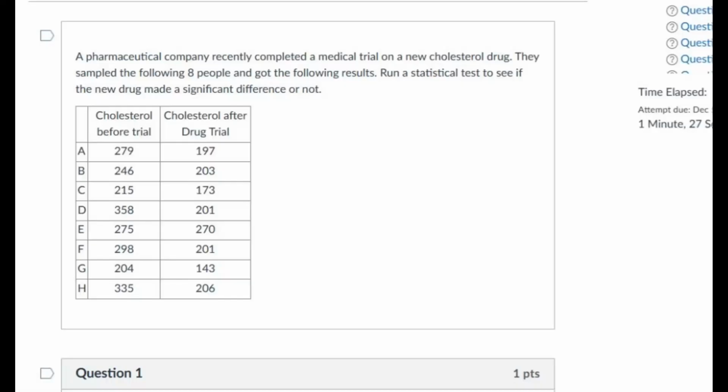The numbers are different, literally, but we have to see if there's a significant enough difference for us to claim that our drug is effective or not. So the null hypothesis is always that the mean difference is equal to 0. So the null hypothesis is that nothing happened. Our new cholesterol pill accomplishes nothing, basically, is the null. And then we're going to run the t-test to see if I reject the null or fail to reject the null.